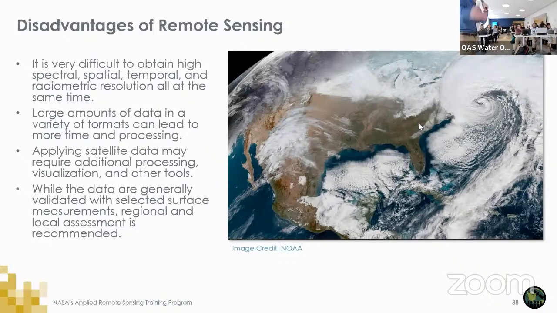And another thing is applying satellite data may require additional processing steps. That does take some level of training and understanding. And then it also has to be validated. A lot of time for these missions is spent on calibrating the instruments and then also validating the instruments as well. So a lot of that goes on, and to this day, even after they're in orbit, they're still doing that. So next slide.